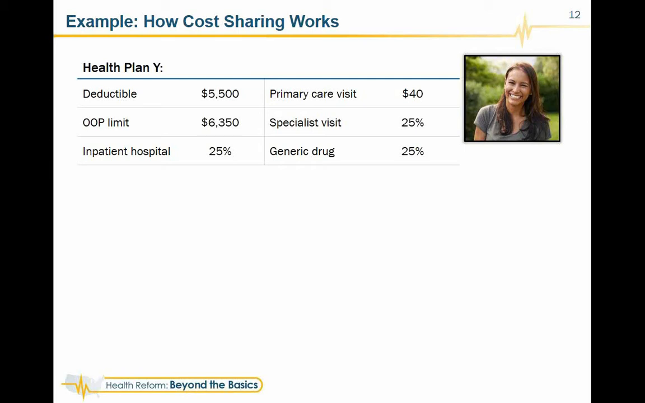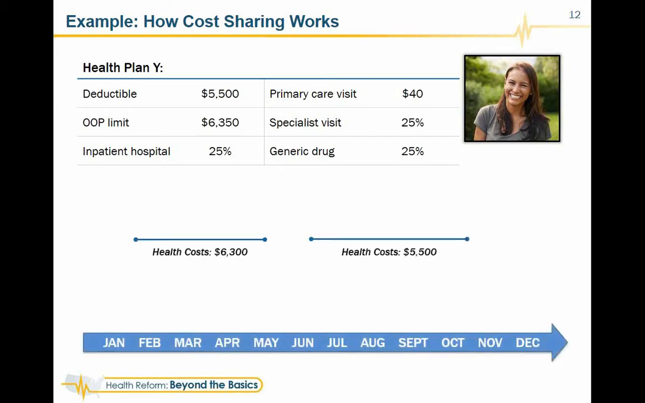So, just an example of how cost sharing works. Let's imagine that this is Jane. I think she's still named Jane. Health Plan Y has a deductible of $5,500 and an out-of-pocket limit of $6,350. Inpatient hospital costs 25%, so that's a coinsurance rate. A primary care visit has a $40 copayment, and then there's also 25% coinsurance for specialist visits and generic drugs.